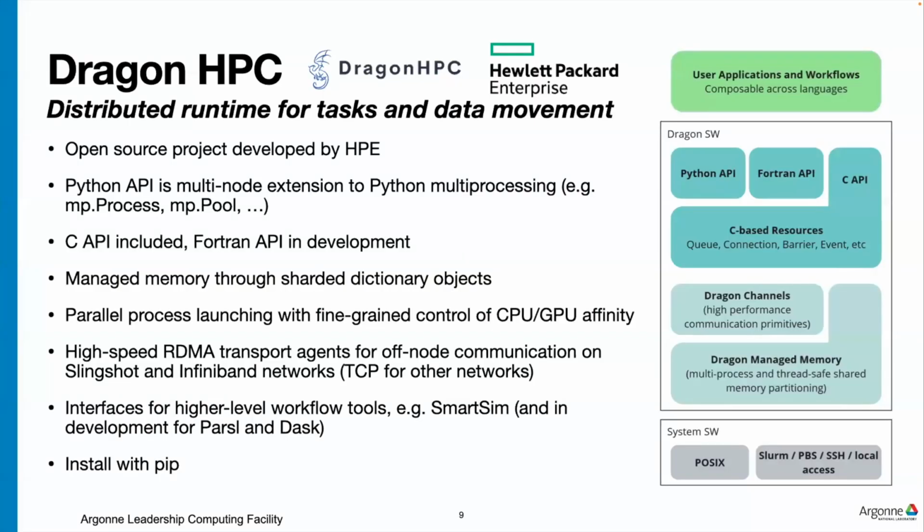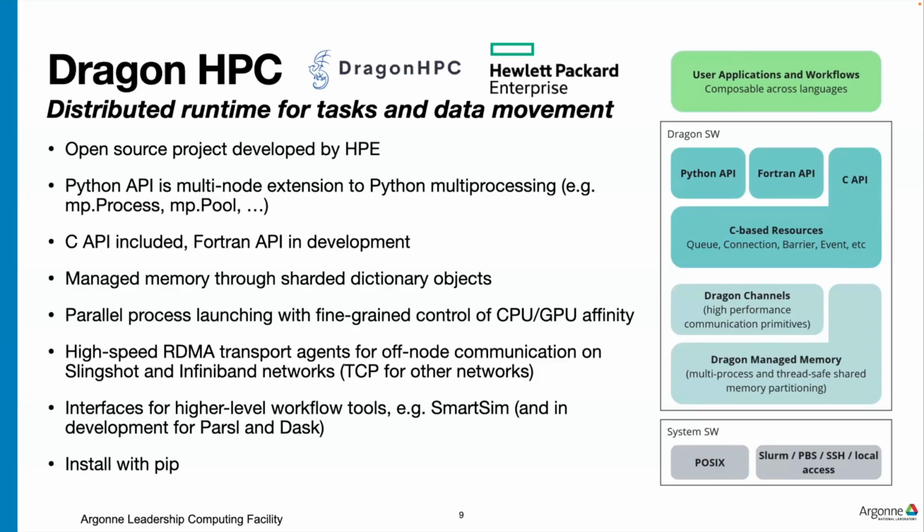So the last tool I'm going to touch on is somewhat of a newer tool to the facility, but we've been talking with and working with HPE, the developer of this tool, for over a year now. We just wanted to advertise it more to users, and if people are interested in trying it out, we're happy to help. It's called Dragon HPC. It's a distributed runtime for tasks and data movement, and that's one of the key features of it. I'll show you an example of data movement in workflows.